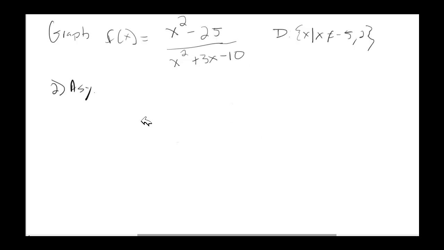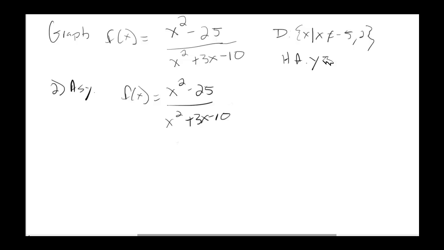Now I'm going to find all the asymptotes. So I have function x squared minus 25 over x squared plus 3x minus 10. I'm going to do the horizontal asymptote first. Degree on top is 2, degree on bottom is 2, so it's a tie, so I take the coefficients. So y equals 1 over 1, which is better known as 1. And for the vertical ones, I need to simplify.